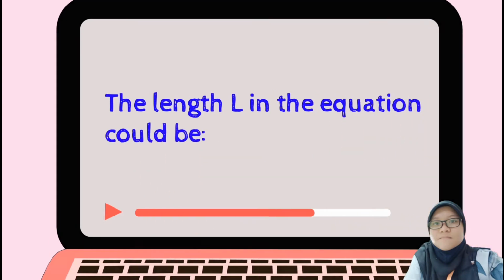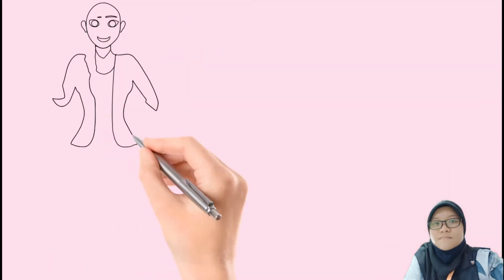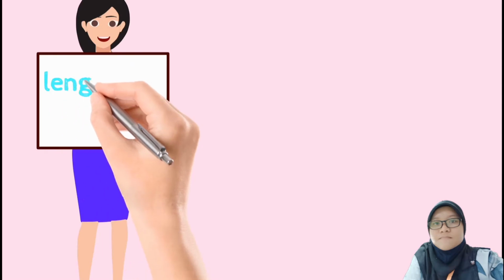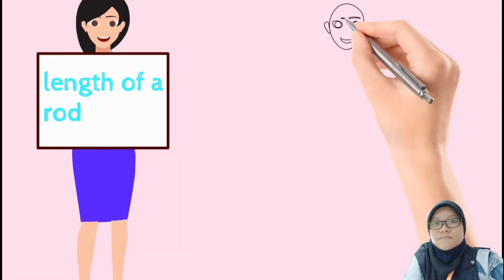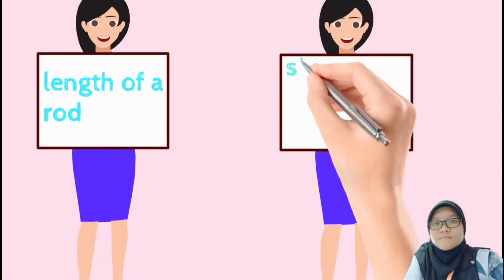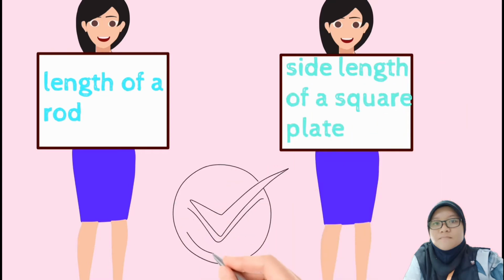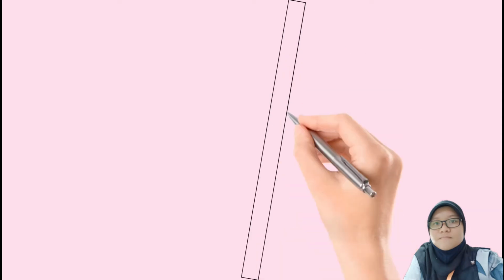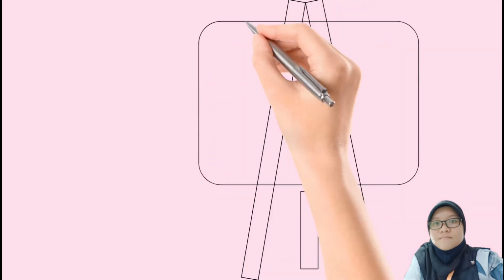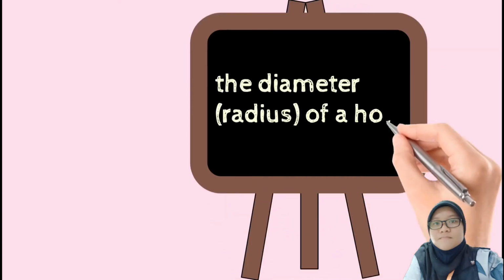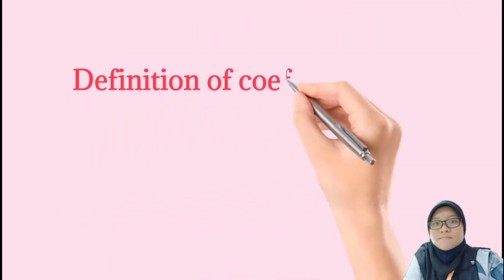The length L in the equation could be the length of a rod and the side length of a square plate. It could also be the diameter or radius of a hole.